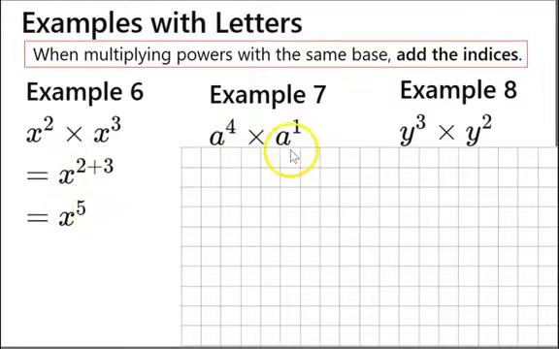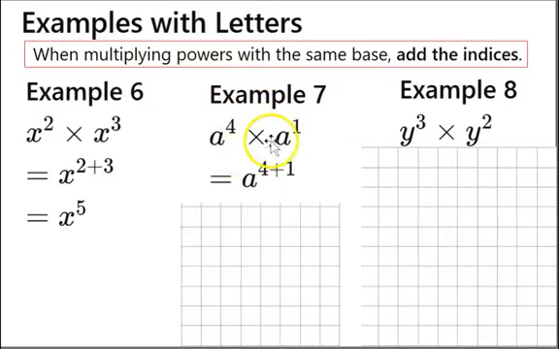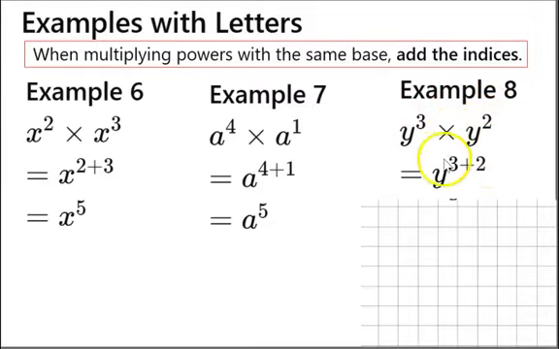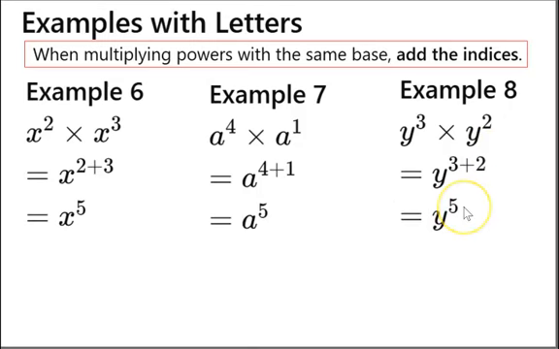A to the power 4 times a to the power 1. Multiplying powers with the same base, we add the powers. So we get a to the power 4 plus 1, which is a to the power 5. Y to the power 3 times y to the power 2. Multiplying powers with the same base, we add the powers. So we get y to the power of 3 plus 2, which is y to the power of 5.